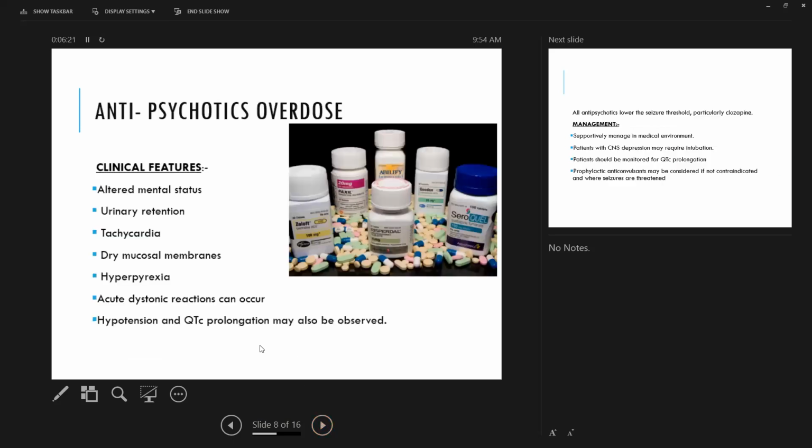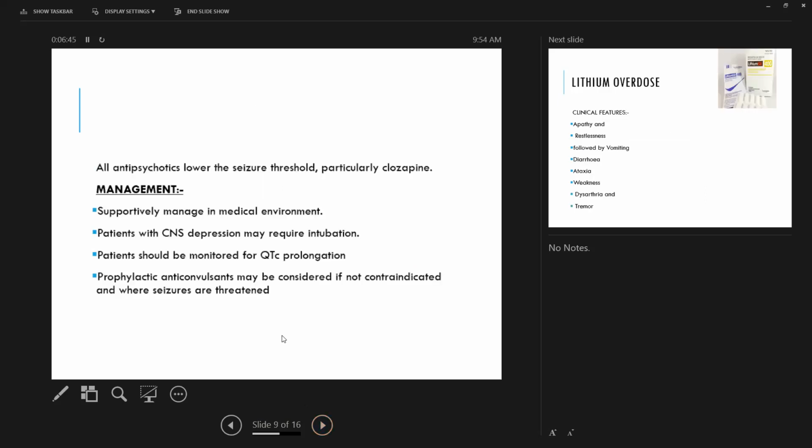Antipsychotics overdose. Features are altered mental status, urinary retention, tachycardia, dry mucosal membranes, hyperpyrexia. Acute dystonic reactions can occur. Hypotension and QTC prolongation may also be observed. All antipsychotics lower the seizure threshold, particularly clozapine.